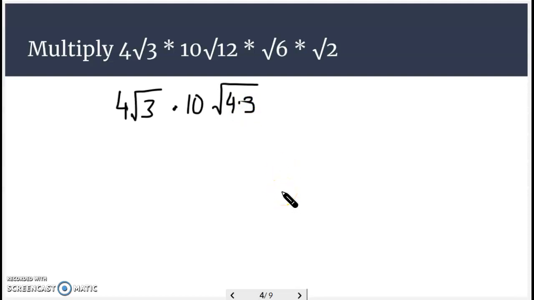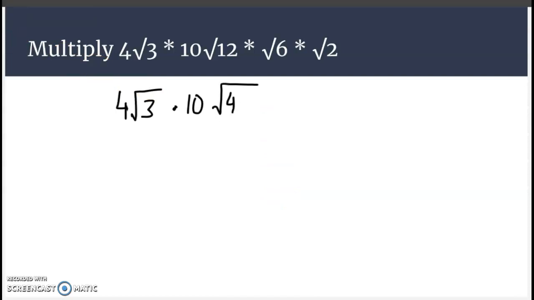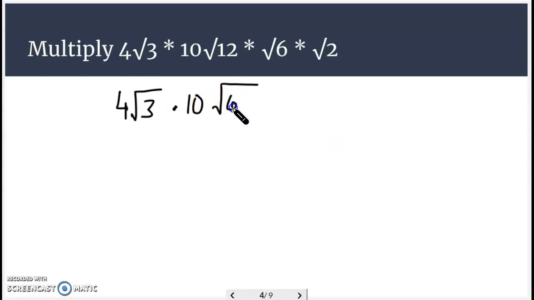Now, actually 4 times 3 may not be the best choice. Given that we have a 6 and a 2, watch what's going to happen. Yes, 6 and 2, we're going to do 6 and 2. And even though 6 is not a perfect square and 2 is not a perfect square, watch what happens here.